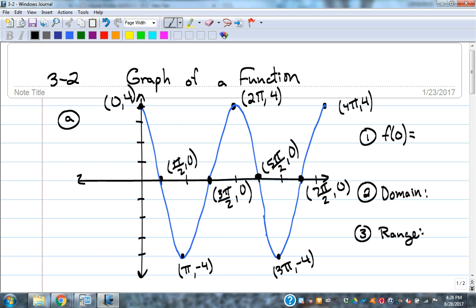We see no repeated x values, but a lot of repeated y values throughout here. So that's going to come into play. The first thing we want to answer is this first question that I've got written over here. What is f of 0? So what does that mean it's asking for?